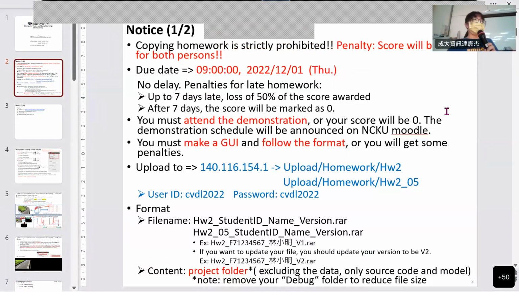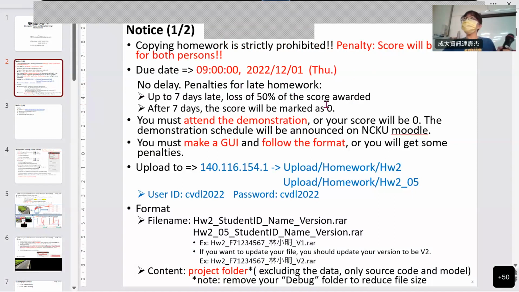So today we will address homework 2, and copy homework is strictly prohibited. Homework 2 due date is 9 o'clock December 1st. 老师2个礼拜后可以吗？OK. And no delay up to 7 days late.